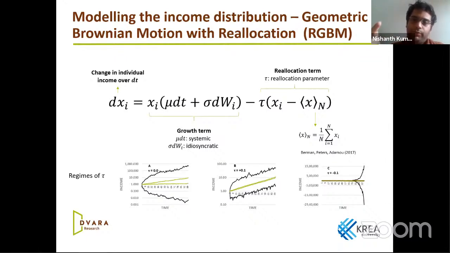And then you have the reallocation parameter, which is just for you to see whether an individual is above a threshold. In this case we use different thresholds, and in this case it's the mean national income, right? So if an individual is earning above the mean national income, you have an amount that the individual sends back to the distribution, right?